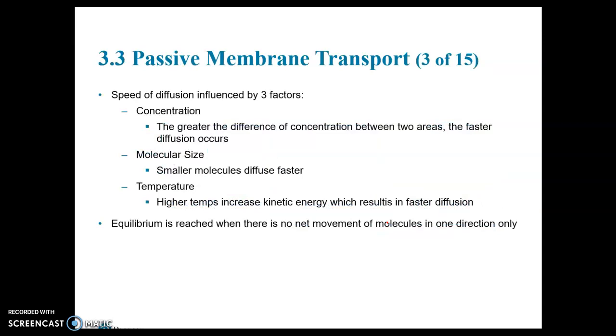Some factors that are going to influence how fast a substance is transported across the membrane would be the concentration difference from one side of the membrane to the other. The greater the difference in concentration of that substance on the outside versus the inside of the cell, the faster it's going to diffuse across the cell. The size of the molecules, the smaller, the faster that they diffuse. And then higher temperature increases diffusion.